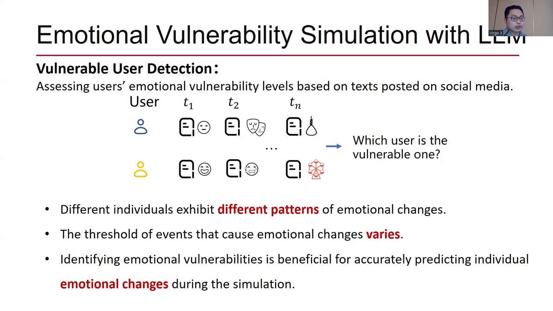First, different individuals exhibit different patterns of emotional change, and the threshold of events that cause emotional changes varies. The last challenge is that identifying emotional vulnerability is beneficial for accurately predicting individual emotional changes during the simulation. In the S3 system, the agent is required to respond to new events. New events can be considered a kind of intervention. We want to simulate the user's emotional response after the event. This is what our work focuses on.